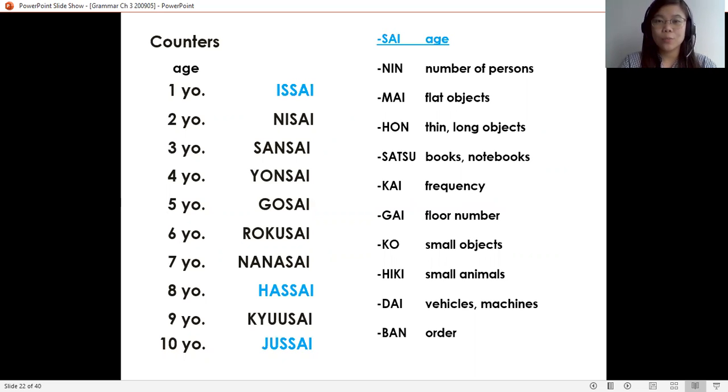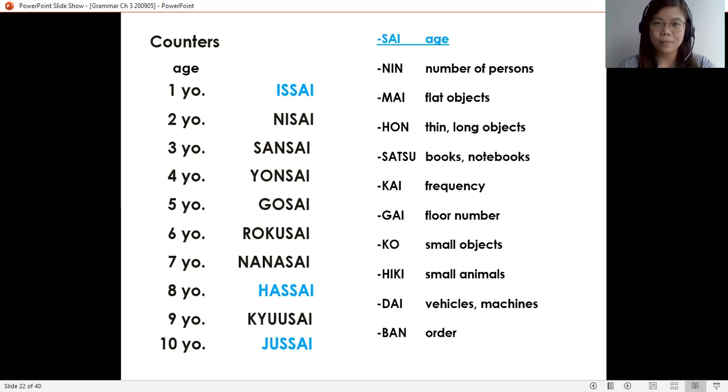So let's try to pronounce these for our familiarization. Okay, issai, nisai, sansai, yonsai, gosai, rokusai, nanasai, hassai, kyusai, and jussai.